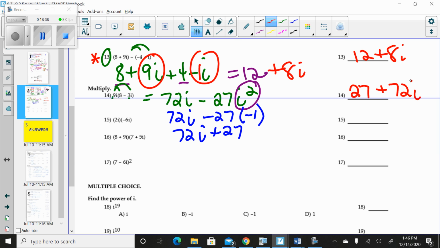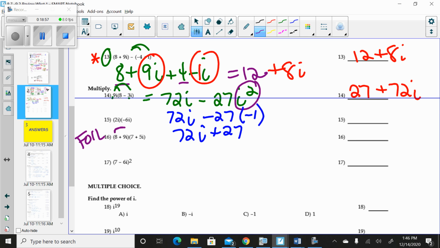For me, that's an easier way to write it. It's like that A plus Bi format, so that's something to think about. I'm going to let you try 15. It's just a regular multiplication. I'm going to let you do 16, because that's a binomial times a binomial. That means you are going to do FOIL, which is what I'm going to help you with on number 17 here.